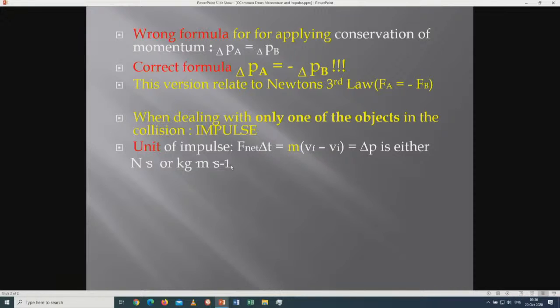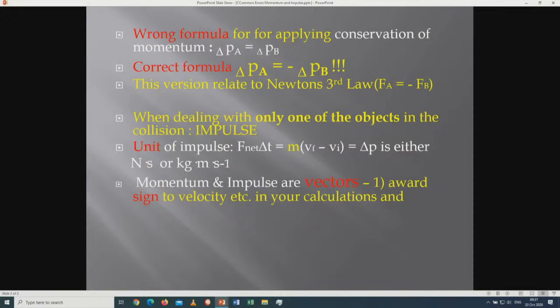Remember, impulse is one of the quantities where there isn't just one SI unit accepted. So for impulse, both newton-seconds and kilogram meters per second are accepted units. So your final answer can have either one of these two units.